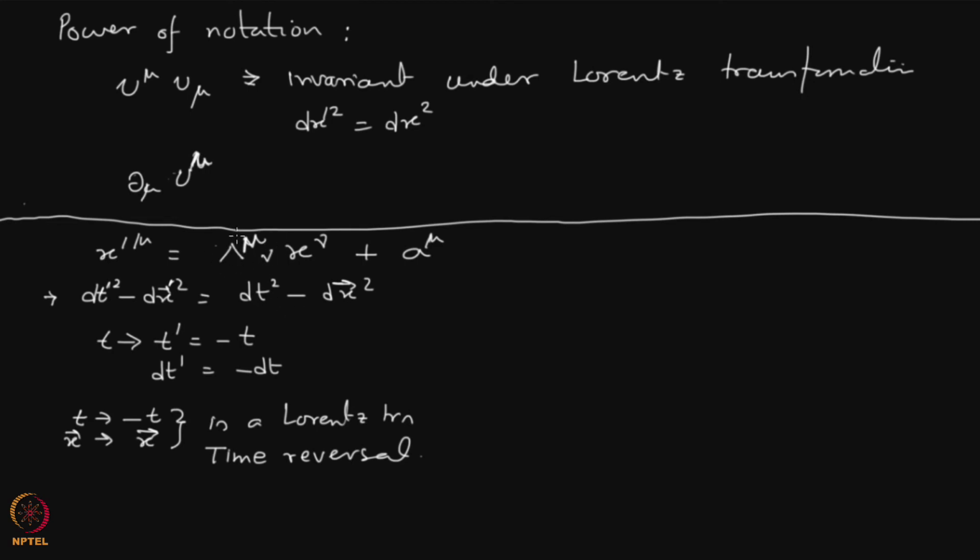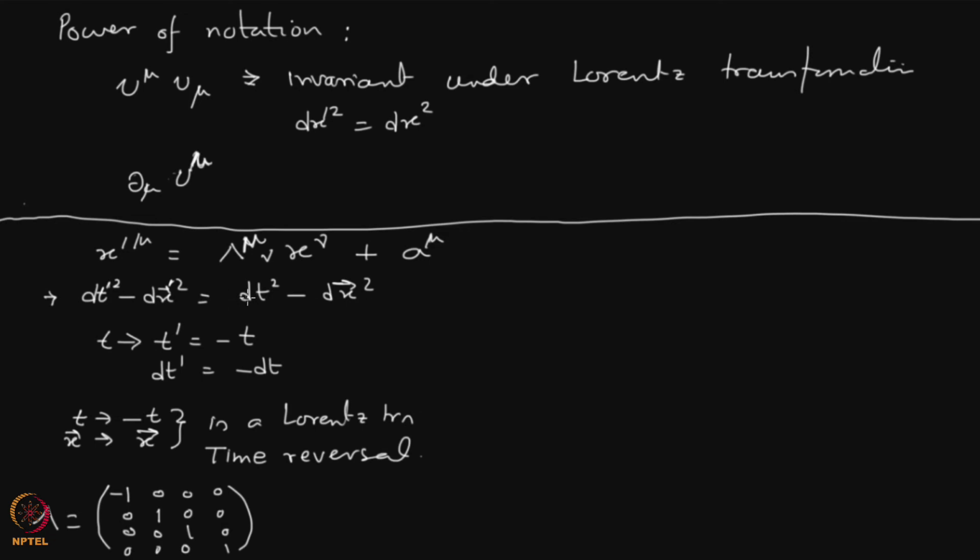So, you will have lambda mu nu's, which will just be what? In this case, what will be the lambda mu nu? It will be t goes to minus t. So it will be minus 1 here, and all others will be plus 1, because I am not changing the space coordinates. So, this will be the lambda for this transformation.